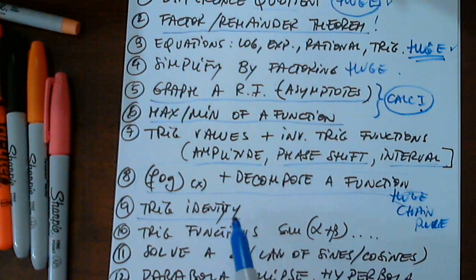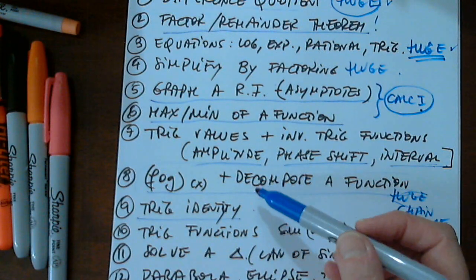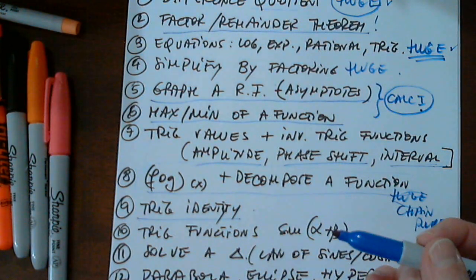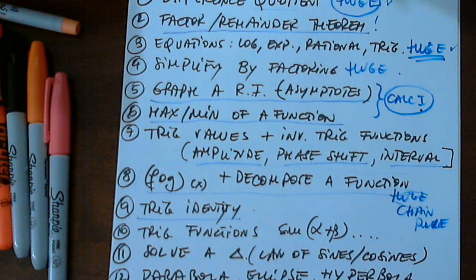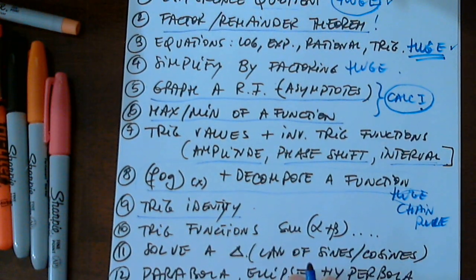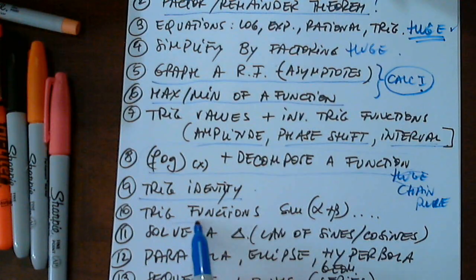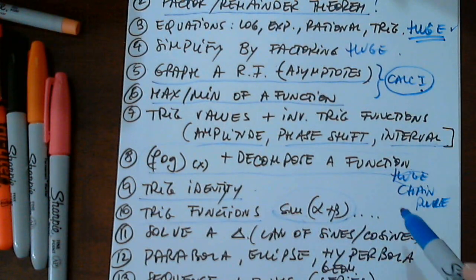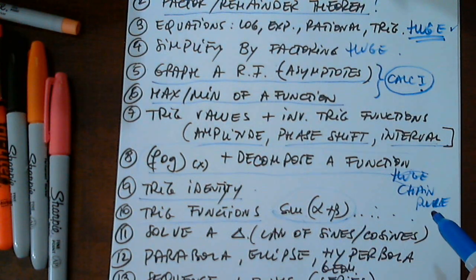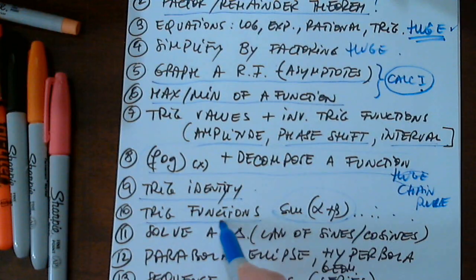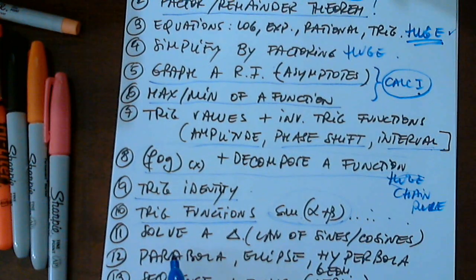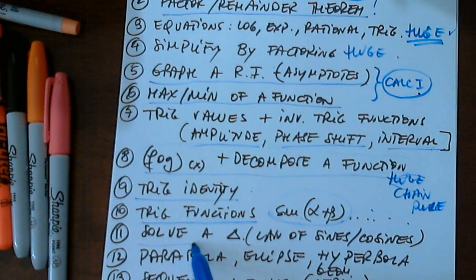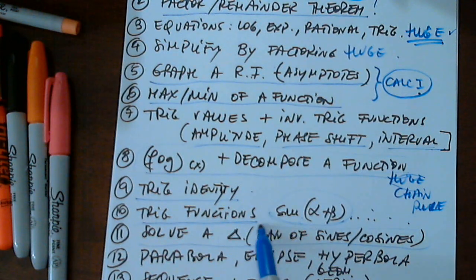Trig identities, yes, you'll get one. Something straightforward, no 3 pages to write down, just 2 lines or 3 lines at the most. Applying the trig functions, using the identities, sine alpha plus beta, sine alpha minus beta, double angle and half angle. So you will have something like this. Solving a triangle, yes, it's very important, huge topic, using the law of sines, law of cosines.